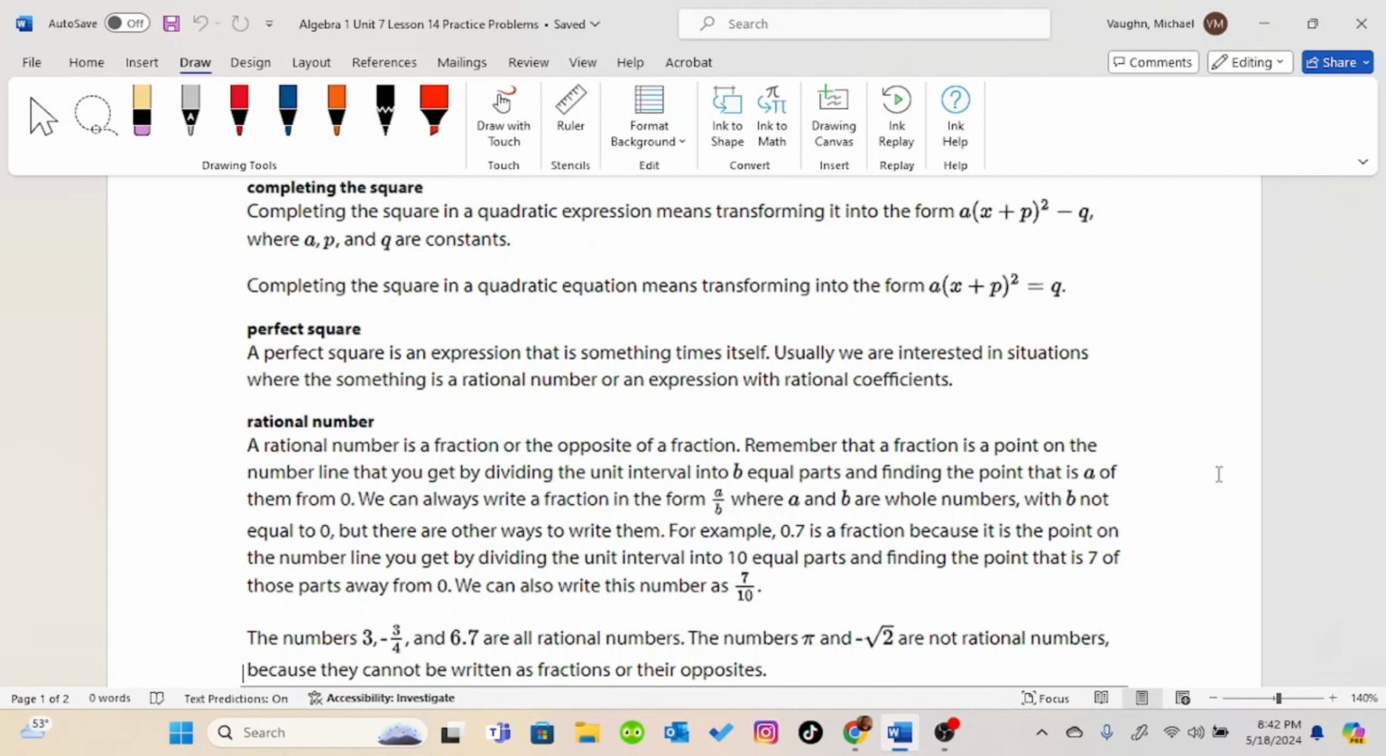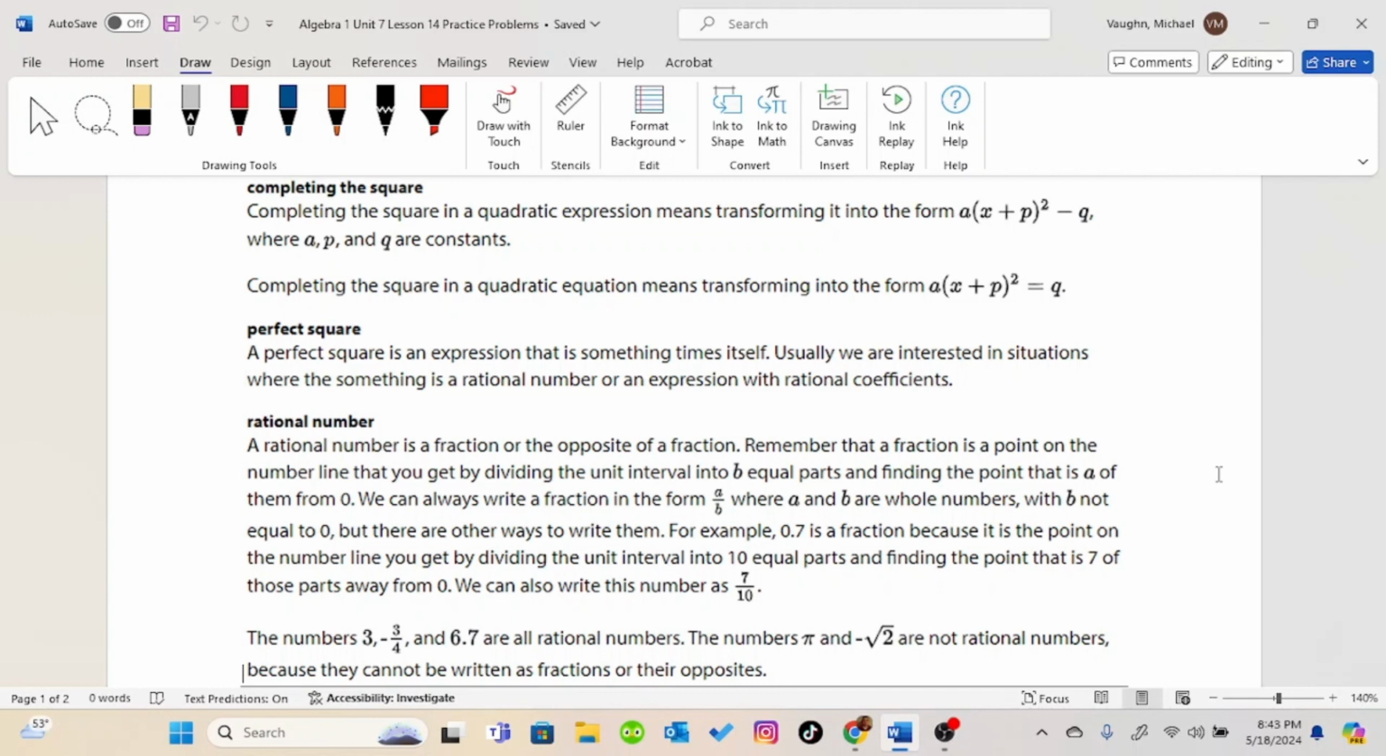The next vocabulary term is perfect square. A perfect square is an expression that is something times itself. Usually we are interested in situations where the something is a rational number or an expression with rational coefficients. And the third vocabulary term is rational number. A rational number is a fraction or the opposite of a fraction.